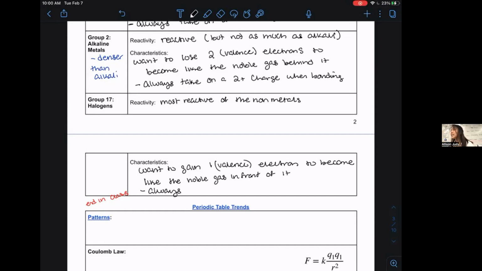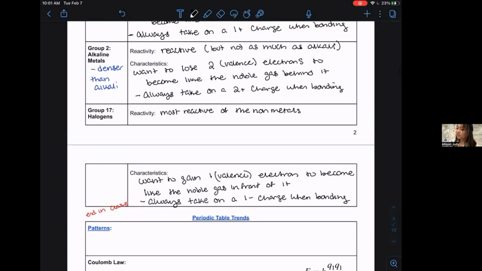Are we starting to see that this is not just any old table, folks? This is not just a list of all the elements out there. This is a predictive bonding table. We can actually make conclusions and predict how two chemicals that we never combined together are probably going to react, what they're probably going to create, if it's going to kill us. A halogen always takes on a 1 minus charge when bonding.